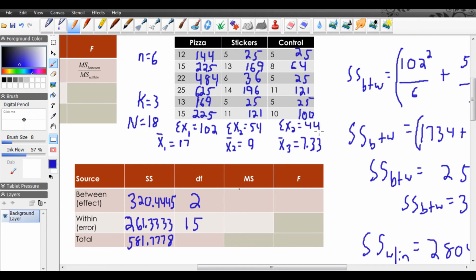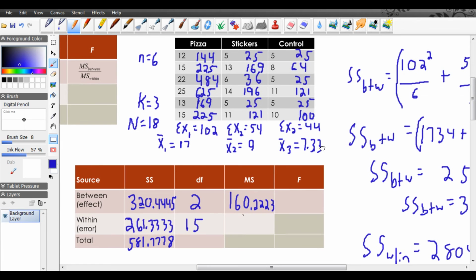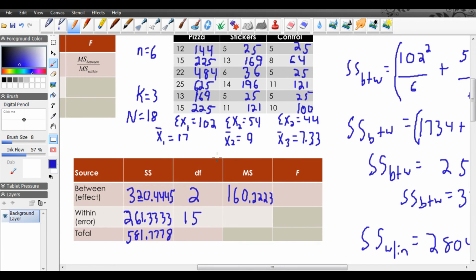All right, now, to get our mean squared variance, we simply divide our sum of squares between, not error, effect variance. We're going to divide our sums of squares between by 2. So 320.4445 divided by 2 gives us 160.22. And then our within, our error variance, is going to be 261.3333 divided by 15, which gives us 17.4222.